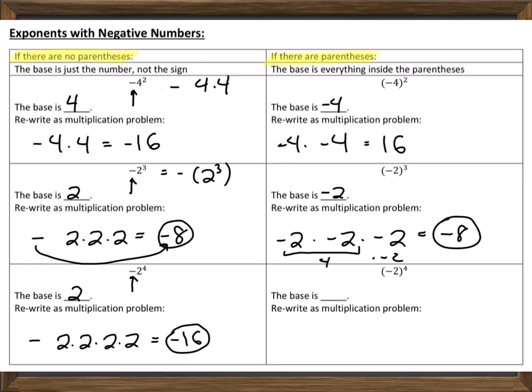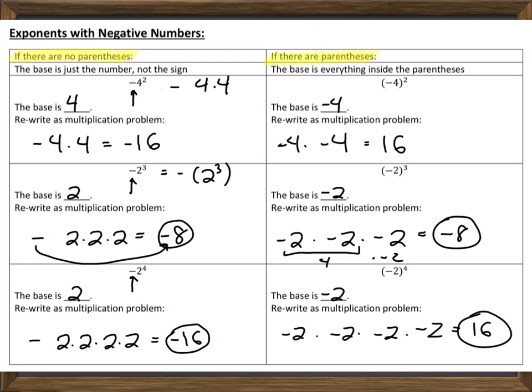All right, let's do the last problem. Again, these parentheses tell us that the negative sign was invited to the party. The base is not 2 anymore, it's negative 2. And we're duplicating negative 2. We're going to write it 4 times. That's what that exponent tells us. So that is going to give us a positive 16.